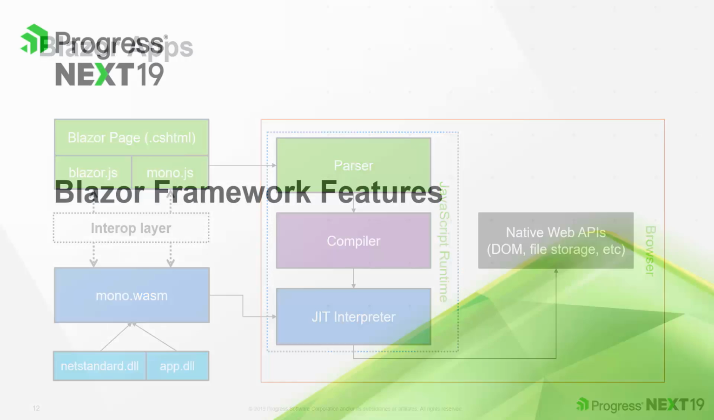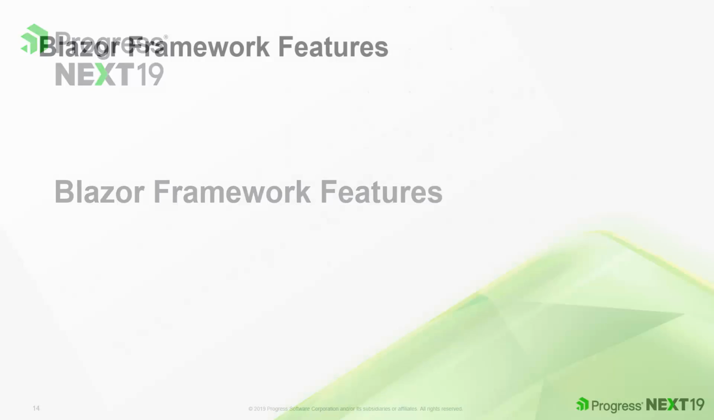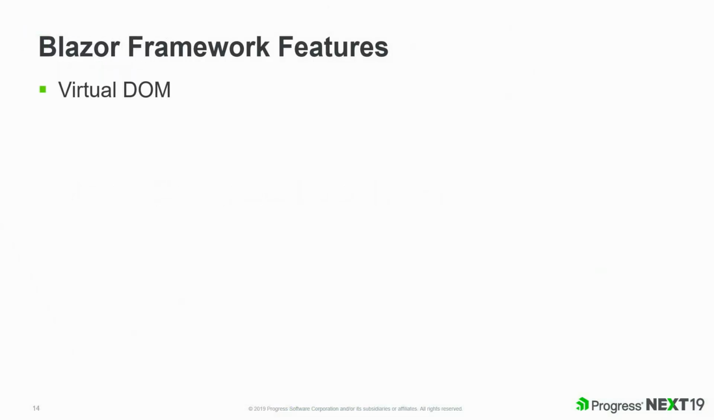Now, let's talk about what the Blazor framework can provide. So the Blazor framework, first of all, comes with a virtual DOM implementation. Some of you might have already heard me explain this today, but a virtual DOM is essentially what the name gives away. It's a virtual copy of your DOM.